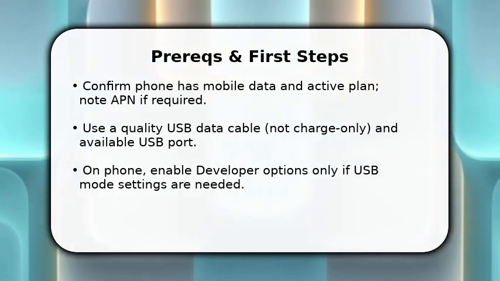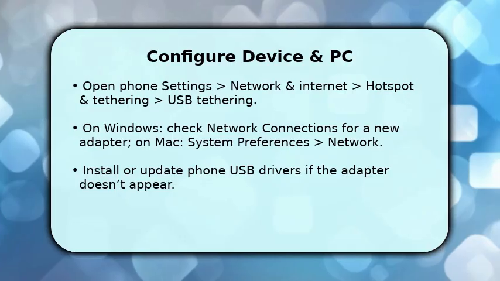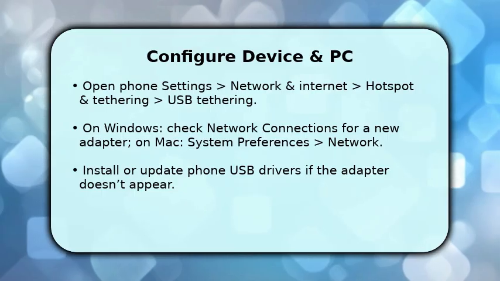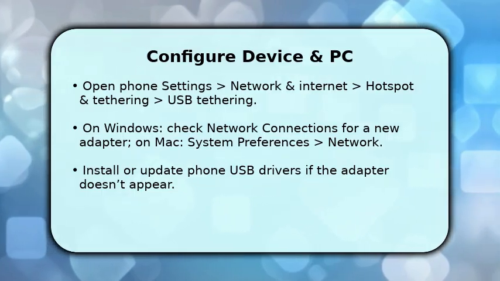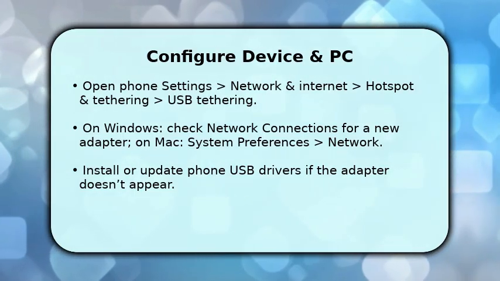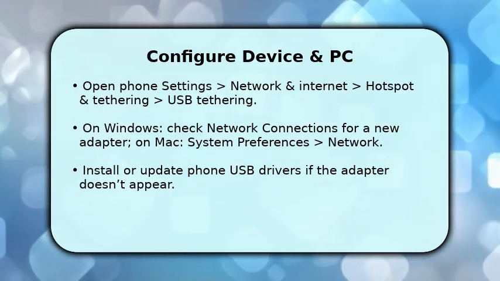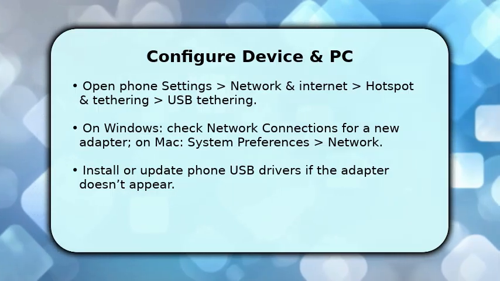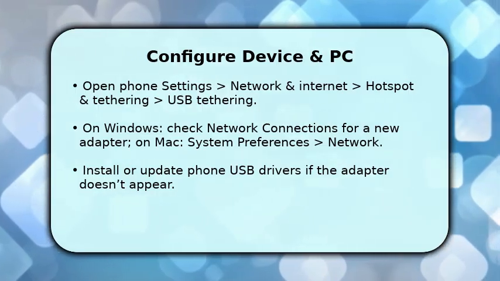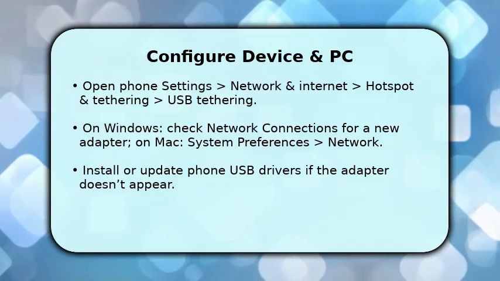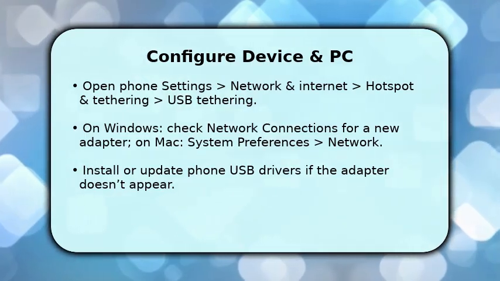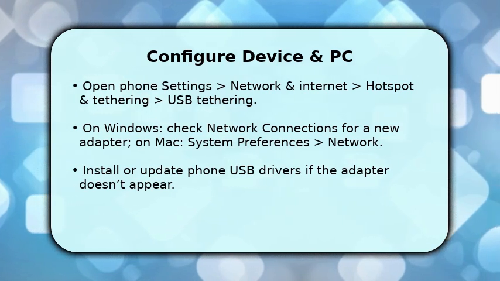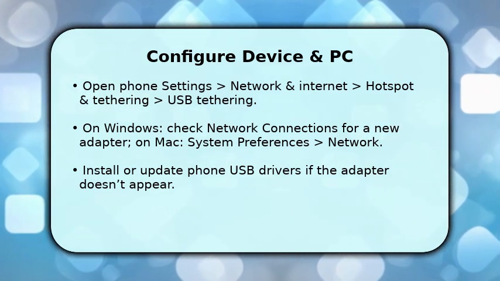Now you enable USB tethering on the phone. Go to Hotspot and Tethering and switch on USB tethering. Once activated, make sure the PC recognizes a new network adapter. On Windows, this shows in Network Connections, and on Mac it appears under Network Preferences. If the adapter fails to appear, install or update the phone's USB drivers on the computer, because drivers translate packets between devices. You want a clean IP assignment, so confirm the PC obtains an IP address automatically via DHCP.